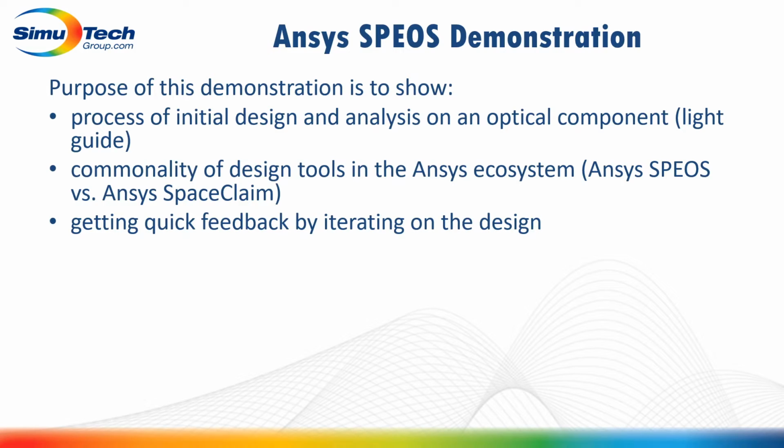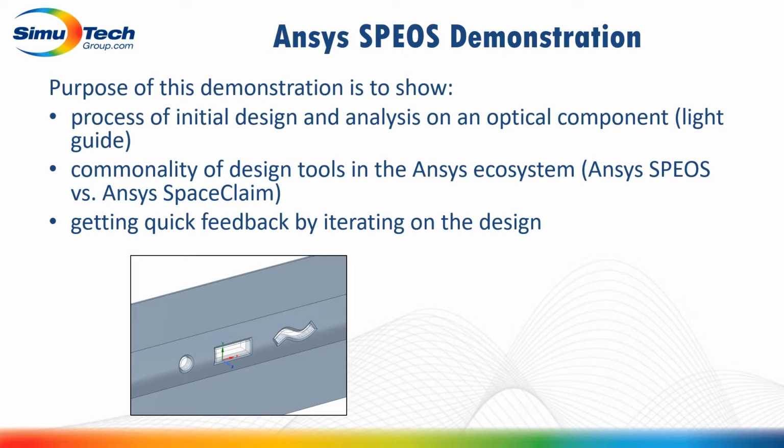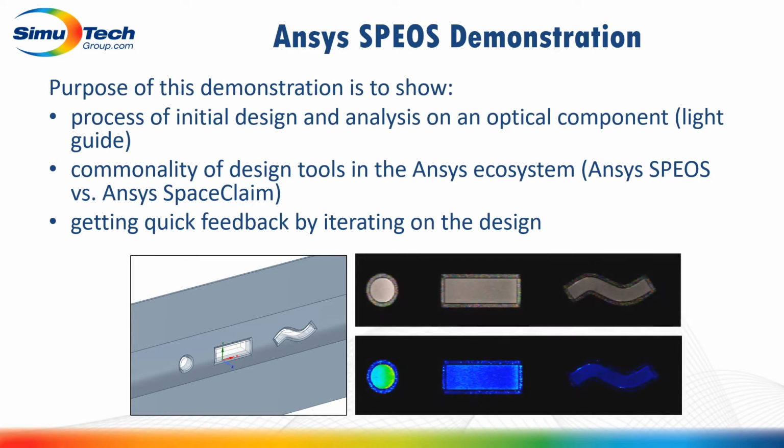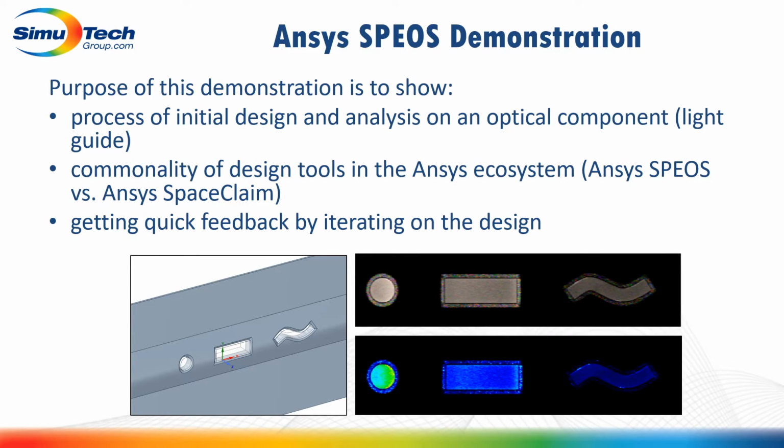Finally, we're going to look at getting quick feedback by iterating on the design, by changing small things and seeing how they affect the final output. So we're going to take this sort of design and we're going to see how it's going to look. We're going to take some measurements and we'll make informed decisions on the optical performance of the system. Let's get started.